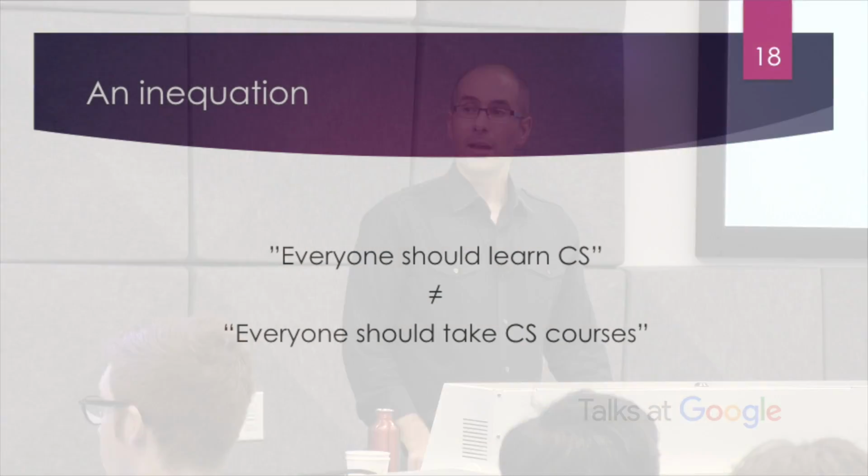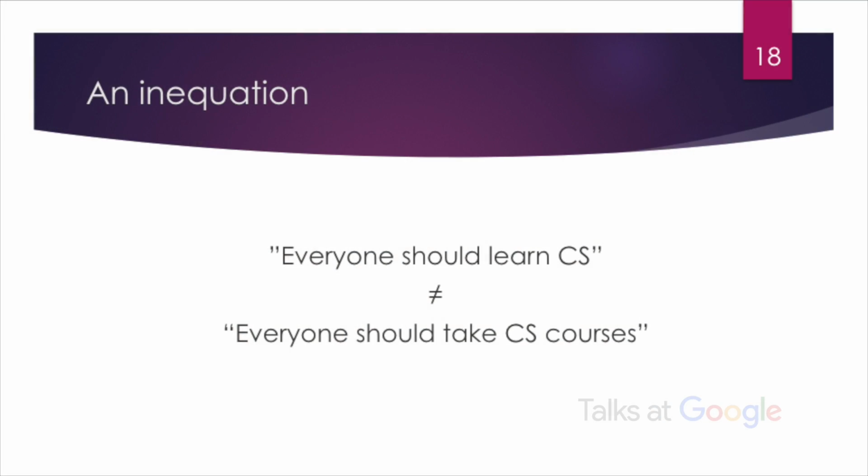So we've sort of ruled out the first three strategies as having some benefits, but not necessarily getting us to all three of our metrics for success. So I want to pause for a second and give you an inequation. The idea that everyone should learn computer science does not mean everyone should take computer science classes. I think this is a tenuous connection that we need to sever.